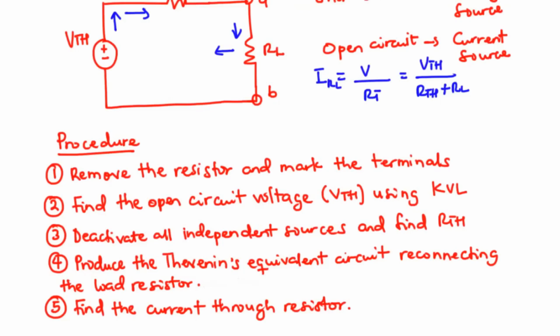So this is the Thevenin's equivalent circuit with the load resistor reconnected, and then lastly we are going to find the current through this resistor, using the formula I equal to VTH divided by RTH plus RL. Basically these are the steps we are going to use to find VTH, RTH and the current flowing through the particular resistor. Now let's take a few examples.